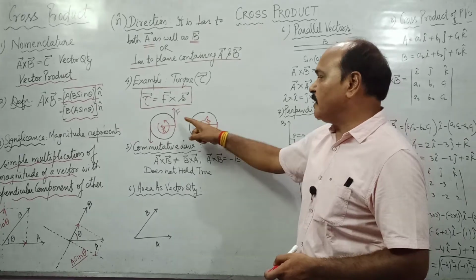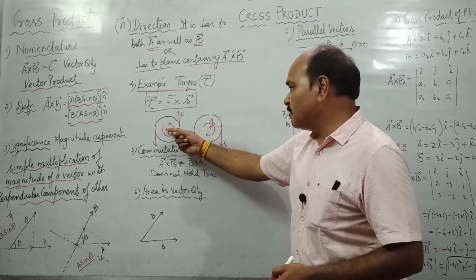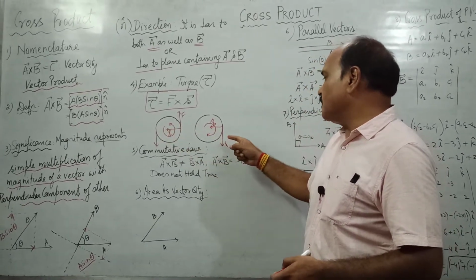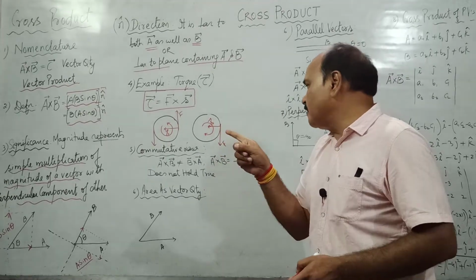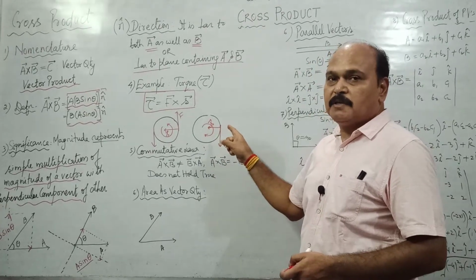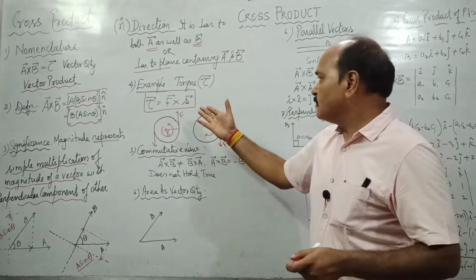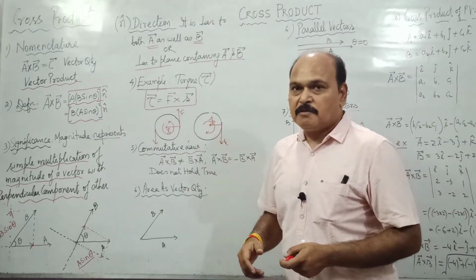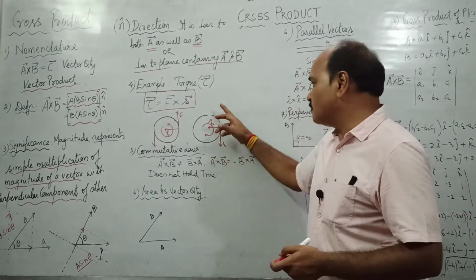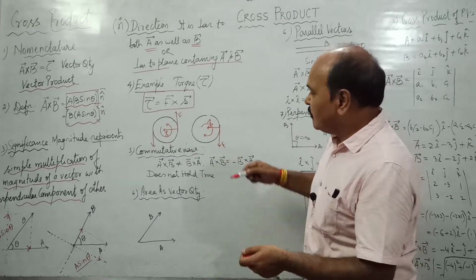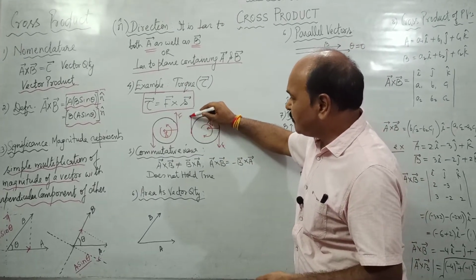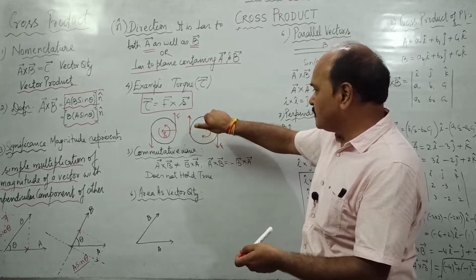So what is the direction of F cross S? Perpendicular to the plane, outward. What is the direction of S cross F? Perpendicular to the plane, inward. In every screw you see the direction of the cross product, and we rotate this screw not by applying a single force, we also apply a force here. We in fact apply a couple so that the screw rotates easily.